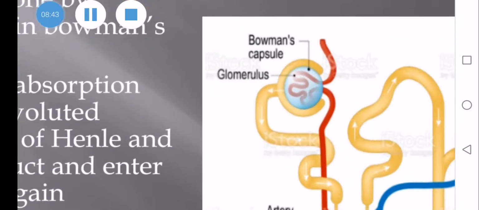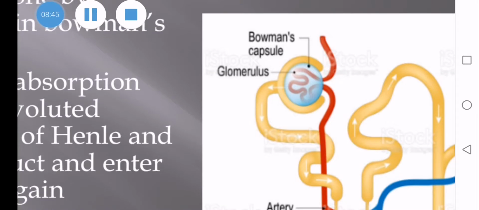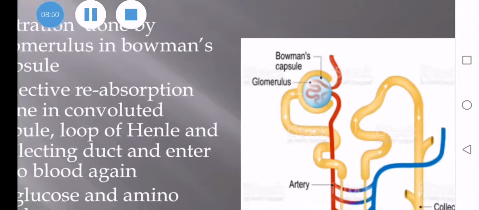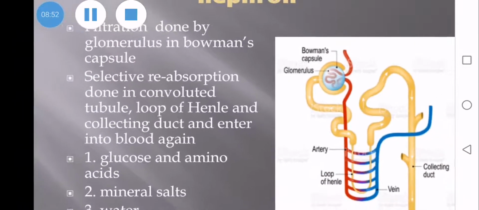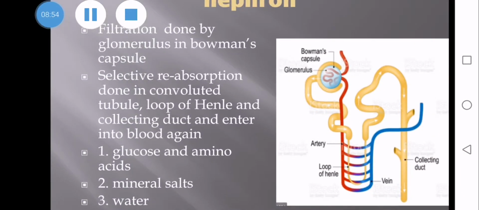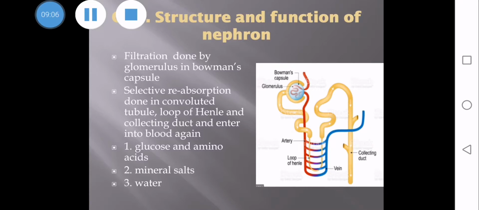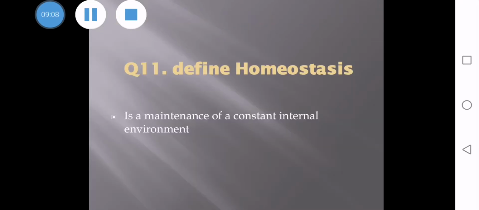Here you can see, as you have studied in detail during lectures, how this filtration occurs, and then selective reabsorption of some compounds like glucose, amino acids, mineral salts and water. It actually occurs in the convoluted tubule, firstly of glucose, and then mineral salts in the loop of Henle, and then in the collecting duct all the water will be reabsorbed.